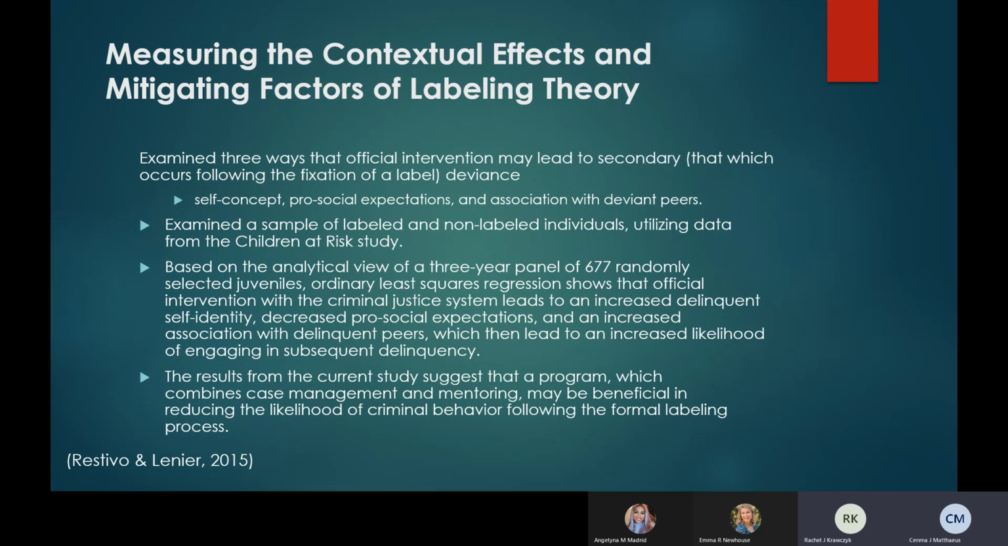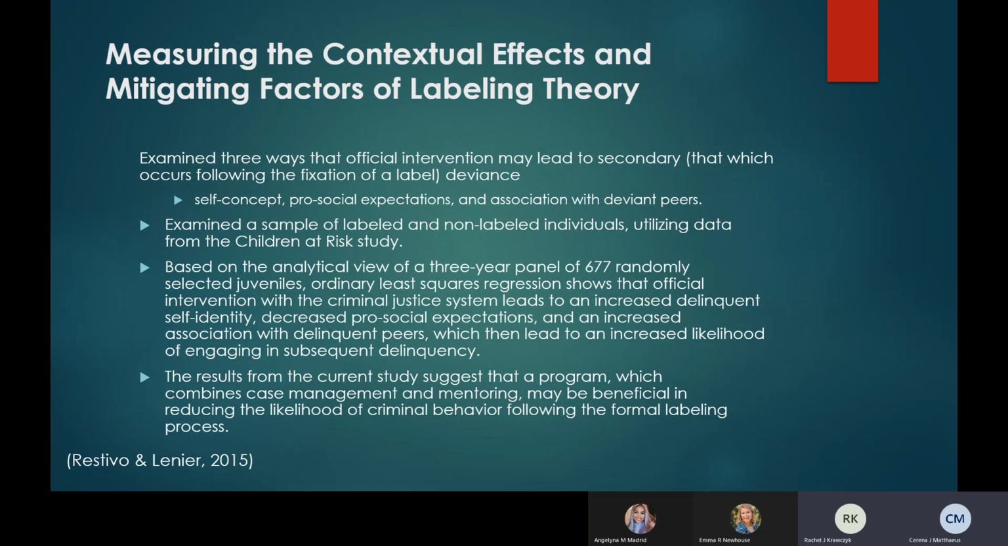Then the second article is measuring the contextual effects and mitigating factors of labeling theory. The authors examined 3 ways that the official intervention may lead to secondary deviance. The 3 ways are self-concept, pro-social expectations, and association with deviant peers.